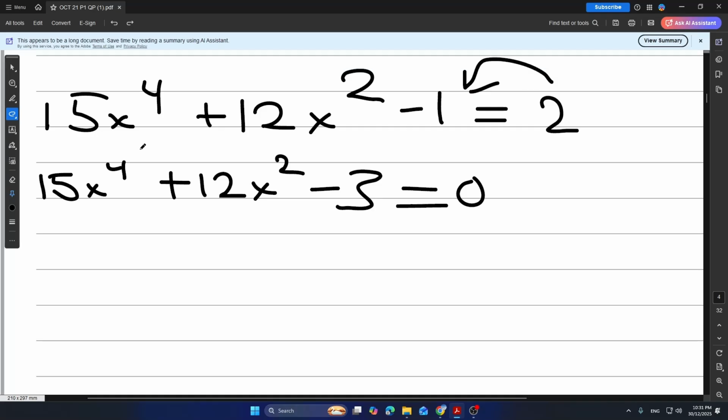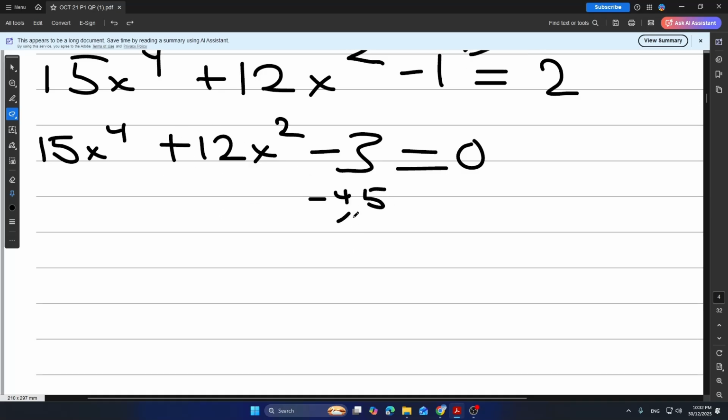Okay, the first step in a quadratic equation is we need to multiply this value with this value. So 15 times minus 3 is minus 45. So we'll put down here minus 45. And we now need two numbers that multiply to give us minus 45 and add to give us positive 12. Okay, let's write down the factors.